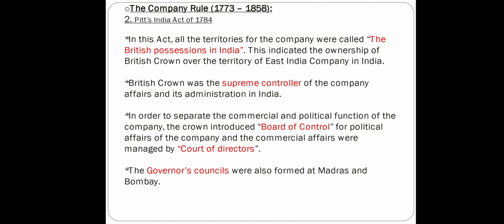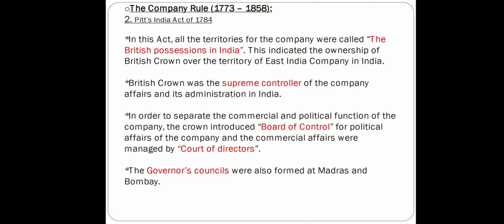So, in order to separate the commercial and political functions of the company, see how the British government was trying to control the company, trying to regulate the company. First the territory was taken, then supreme control was taken, and then the activities of the company in India were controlled through a Court of Directors and a Board of Control.